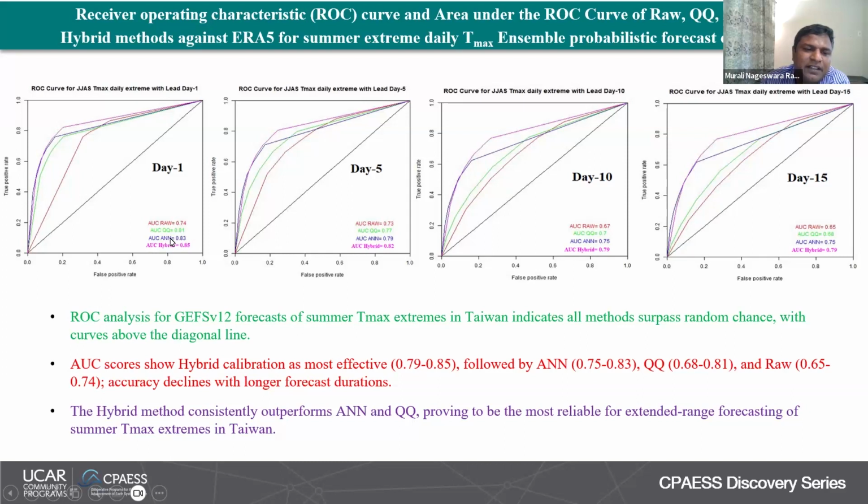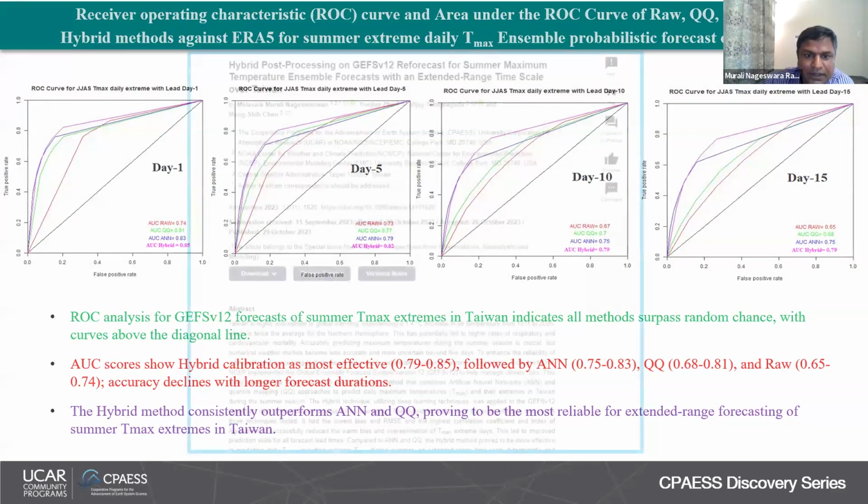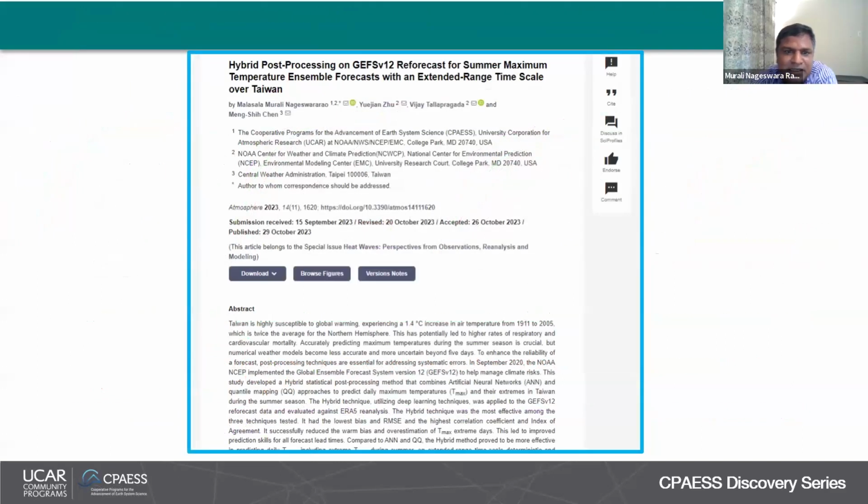But when you look at the ANN and deep learning, it is 0.83. But in the hybrid method, 0.85. The same increasing trend is there, from the raw product to Quantile-Mapping, Quantile-Mapping to ANN to the hybrid method. The hybrid method in all the cases outperformed, and it is far better than the reference forecast and also compared to the raw and other calibration methods. And this paper is published in Atmosphere.